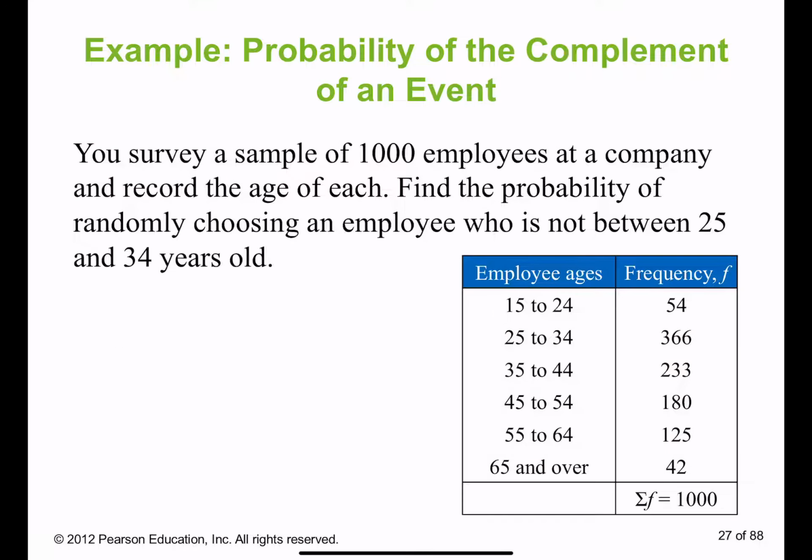All right, let's solve an example here. Probability of the complement of an event. So you surveyed a sample of 1,000 employees at a company and recorded the age of each. Find the probability of randomly choosing an employee who is not between 25 and 34.